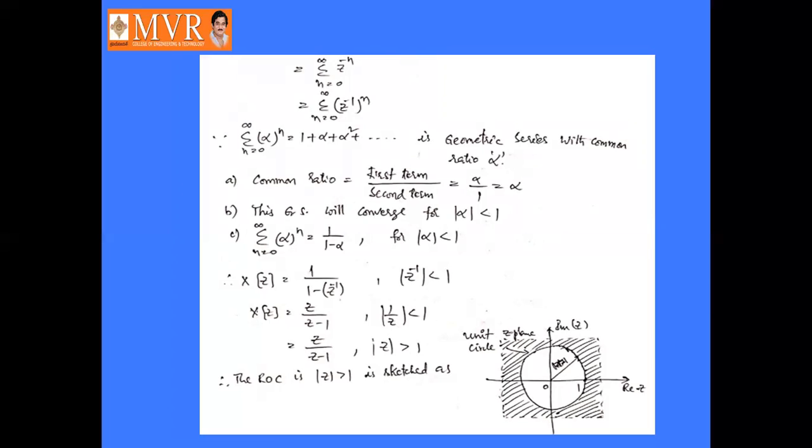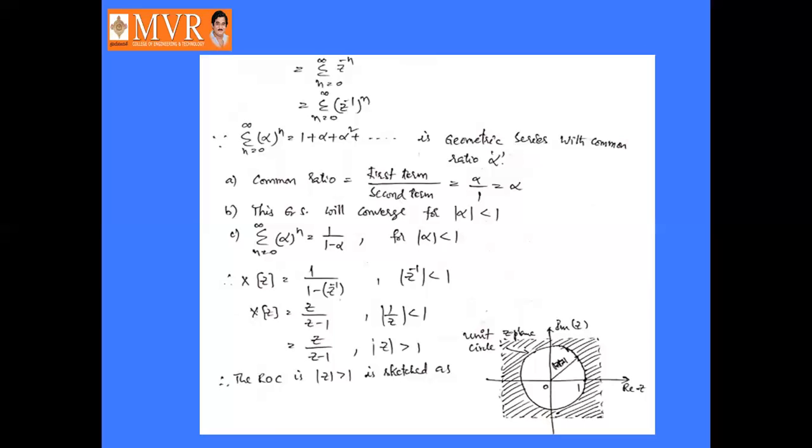Then sigma n equal 0 to infinity alpha power n is nothing but 1 by 1 minus alpha, for mod alpha less than 1. So in our problem also, alpha is nothing but z power minus 1. So X of z is equal to 1 by 1 minus z power minus 1. Okay, 1 by 1 minus alpha.